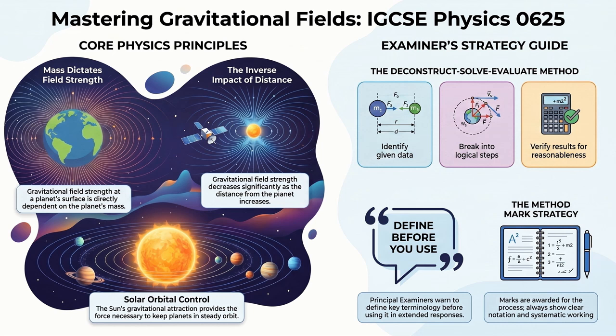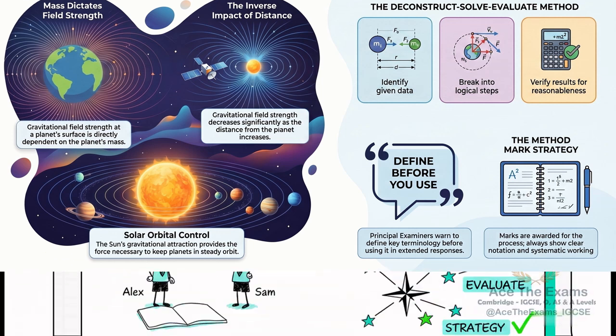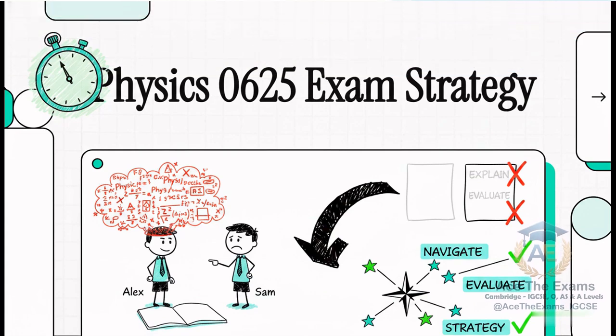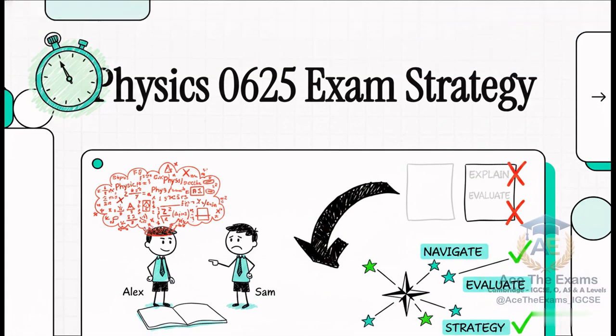Welcome to the Explainer. Okay, listen, we've got a really fascinating dynamic to look at today. I want you to picture two students sitting down for a Cambridge physics past paper, specifically syllabus code 0625.